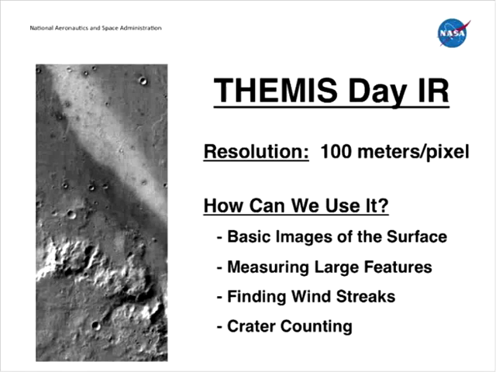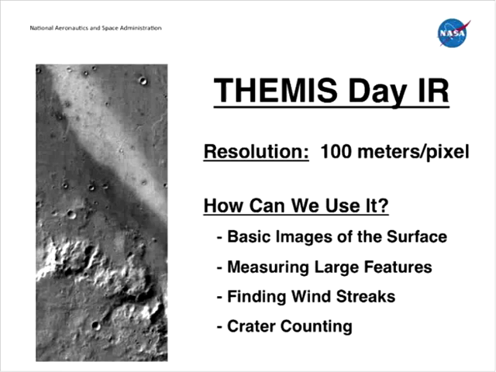Now again, how can you use these images? Well, you can also use these as basic images of the surface, just to look around, see what's there. And even though they're lower resolution than the Themis Vis images, they cover a much larger area. So they can be used for reconnaissance on the surface. You can also use them for measuring large features, especially features that are too large to fit in a Vis image.